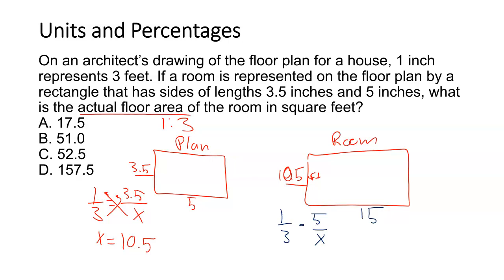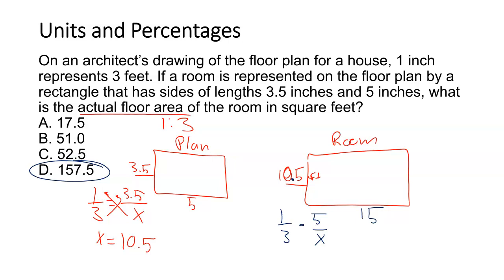Now that I know the actual dimensions of the room, now I can find the area. But you have to do that conversion first. If you're given 1 inch represents 3 feet, you need to convert your inches to feet before you find the area. So what's the actual area of the room? I want the area of the actual room, not the floor plan. 157.5.